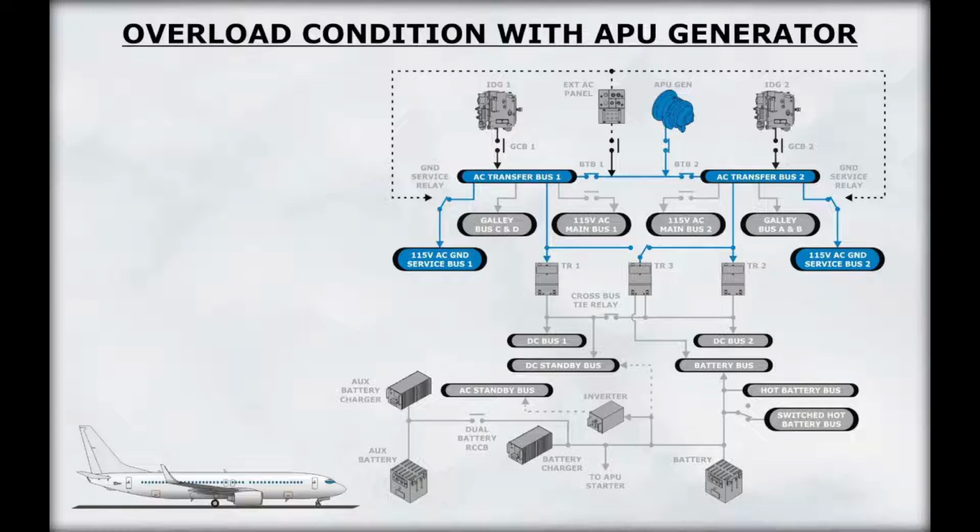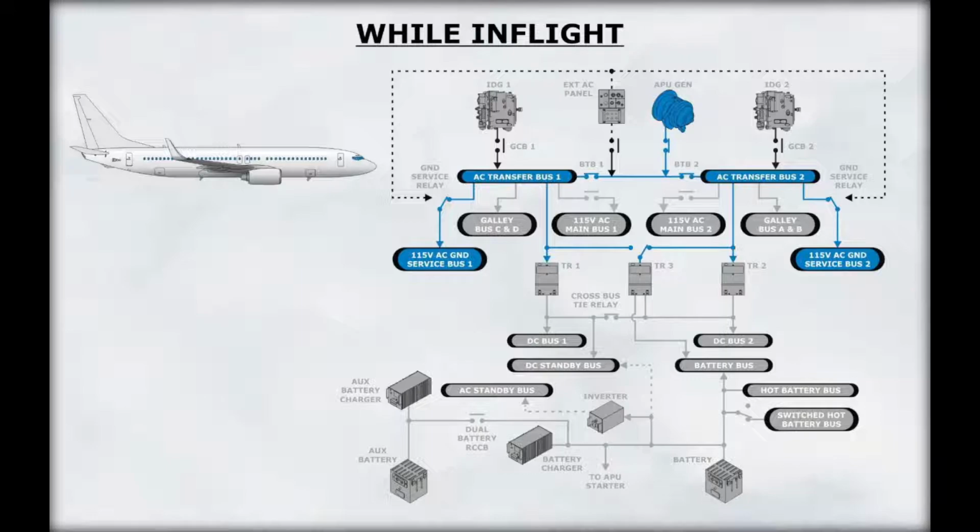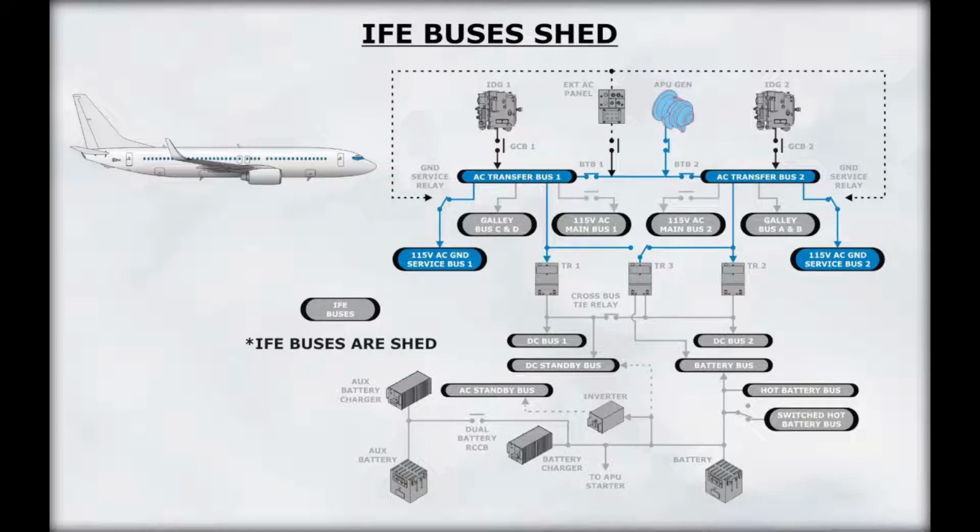If an overload condition occurs while on the ground with the APU as the sole source of power, automatic APU load shedding removes power from galley and main buses until the load is within limits. All galley and main bus power is shed when the aircraft is in flight and the APU is the only source of power. If the overload condition still exists, both IFE buses are shed on aircraft with an IFE system.